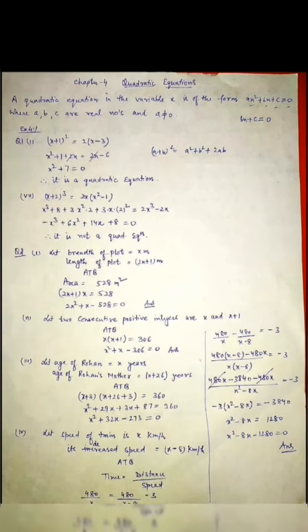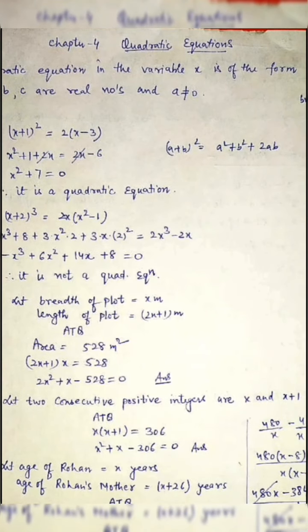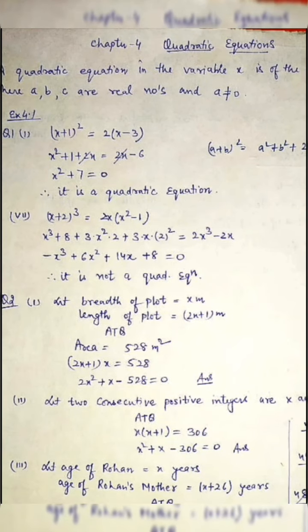So in question 1 of exercise 4.1, you have to check whether the following equations are quadratic or not. So first part is x plus 1 whole square is equal to 2 into x minus 3. So let's solve first by using the identity. Left hand side will be x square plus 1 plus 2x. We have used the identity a plus b whole square is equal to a square plus b square plus 2ab. And right hand side you just need to multiply 2 by the terms in the bracket. Okay, so you get x square plus 7 is equal to 0.